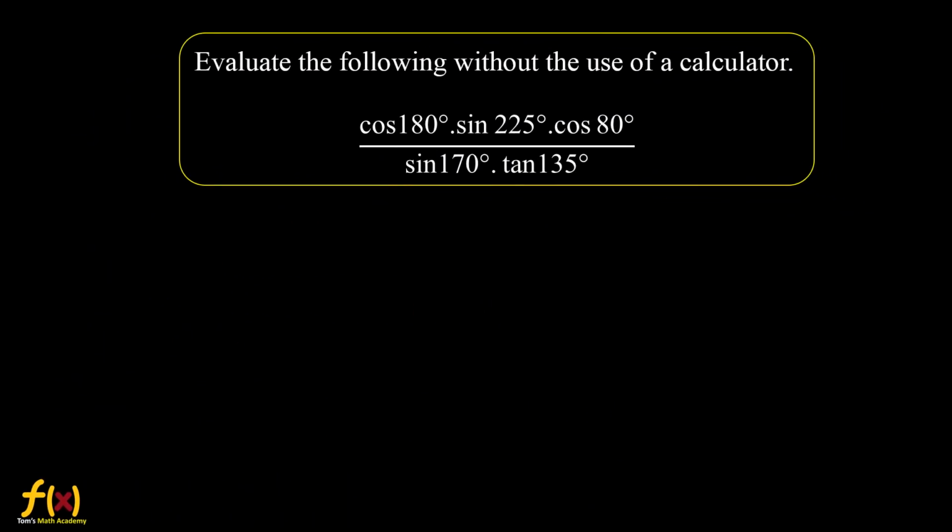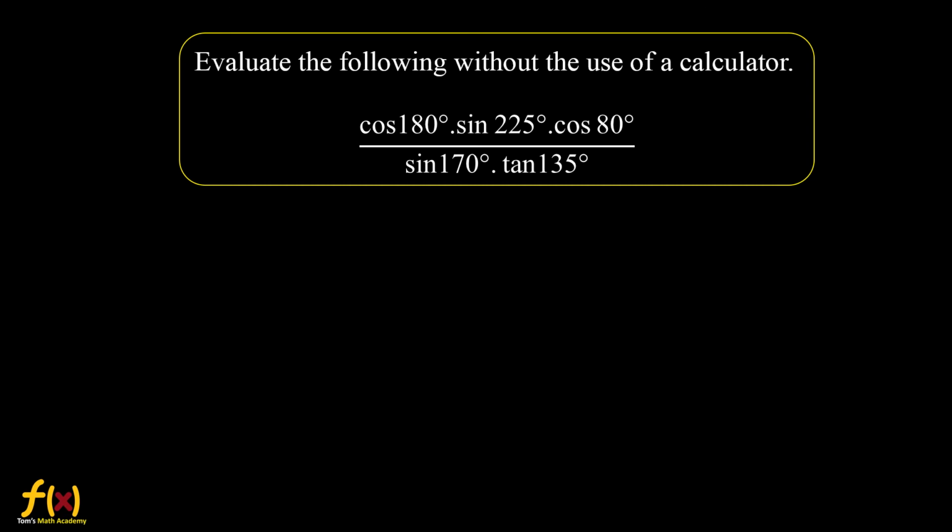Evaluate the following without the use of a calculator. You have to use the table, the special angle table. What we have seen here: 180 degrees, 225 degrees, cos 80. Let us talk about cos 80. That number has no relationship with the special angles. Also in the denominator, 170. After modifications, they will be cancelled. That's what we have seen in the questions.